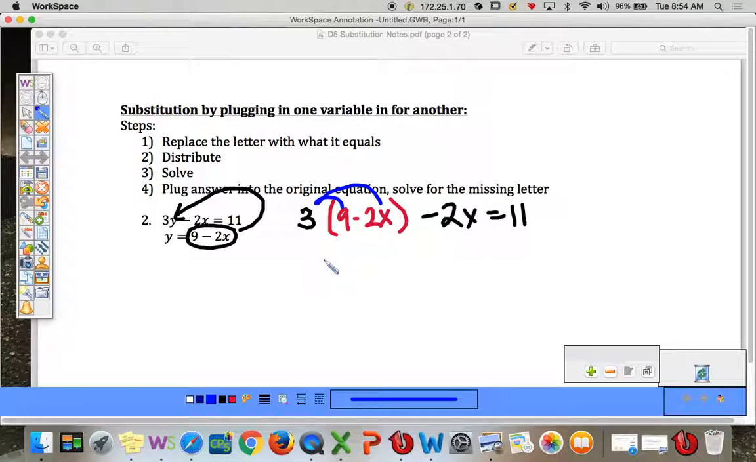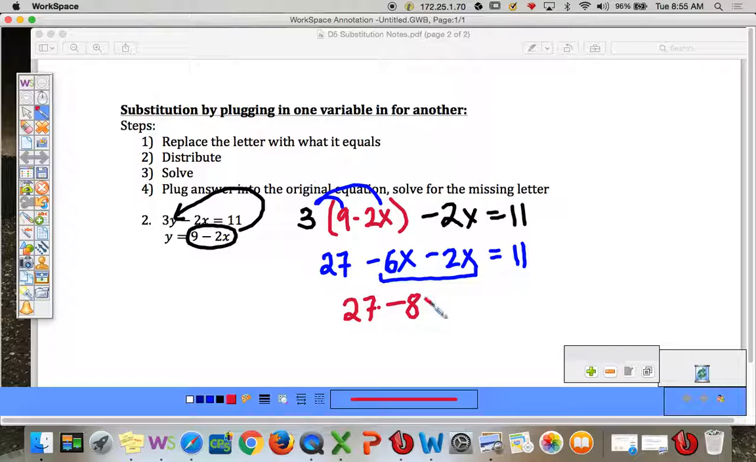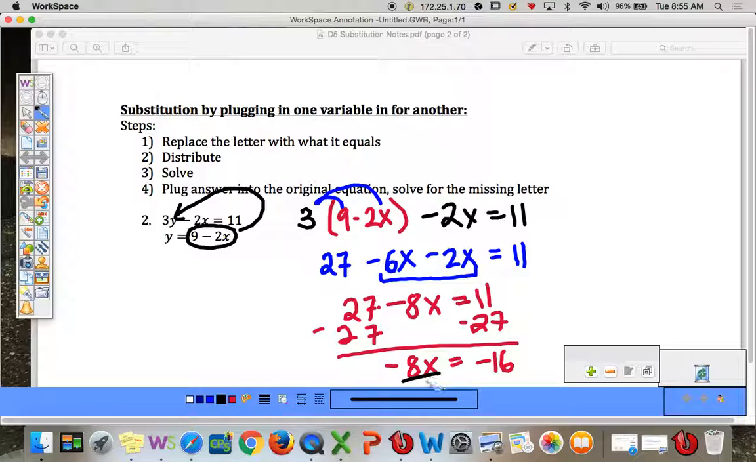So let's distribute. We'll get 27 minus 6x minus 2x equals 11. Let's combine like terms. The x's on one side, we can put those together. So we'll get 27 minus 8x equals 11. Let's subtract 27 from each side. We get negative 8x equals negative 16. We'll divide each side by negative 8. So here x equals 2. So these equations cross, and they cross when x is 2. They intersect.